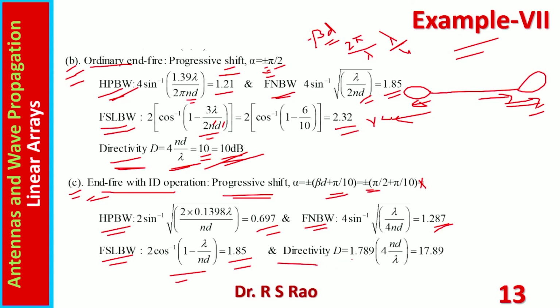Directivity is 1.789 multiplied by 4 times nd by lambda. N is known, d is given, lambda gets cancelled because d is given in terms of lambda. So ultimately, after simplification, we get directivity as 17.89.